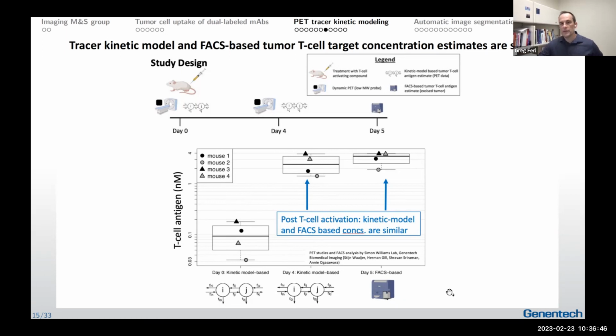So we have time points day 0, day 4, and then on day 5, the animals are sacrificed, the whole tumor is excised, and then we use FACS to generate an estimate of CD8 concentration within that tumor. And as you can see here, qualitatively, it is consistent with the estimate that we calculated using the tracer kinetic model at day 4. So this gives us some confidence in this approach, and that we can generate accurate estimates of target concentration before and after treatment in this mouse model.